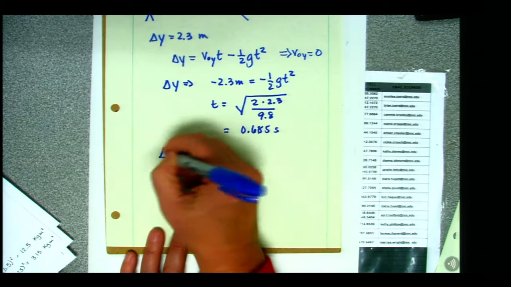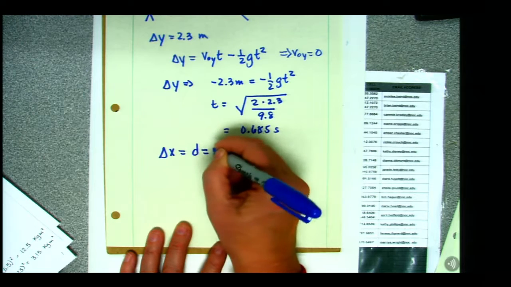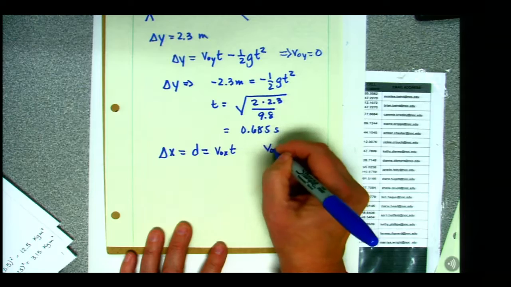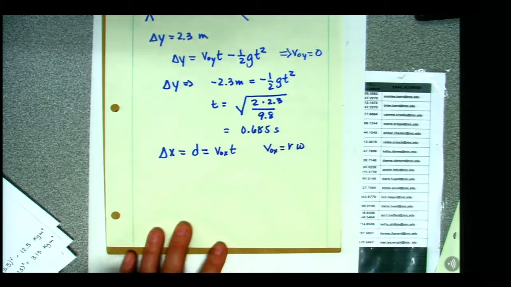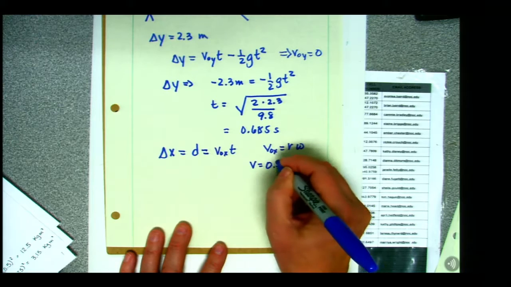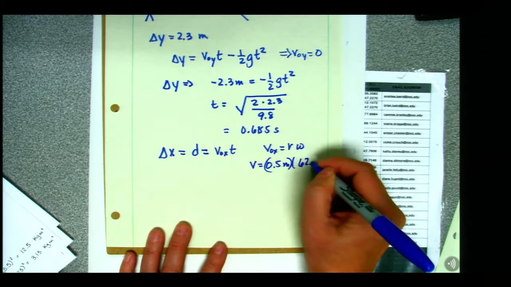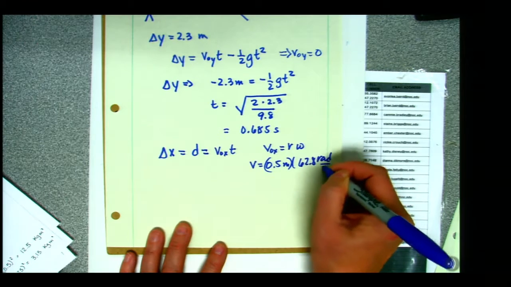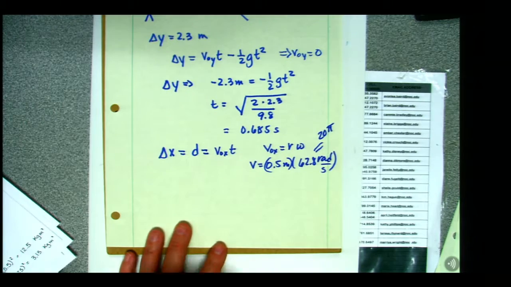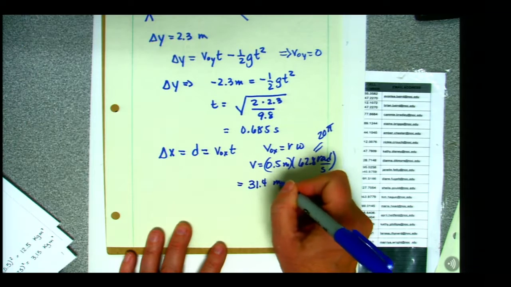So my change in distance is going to equal the velocity in the x direction times time, but my velocity in the x direction is going to be r omega. And so my velocity in the x direction is going to be 0.5 meters times my 62.8 radians per second, which is our 20 pi. And that gives me 31.4 meters per second.